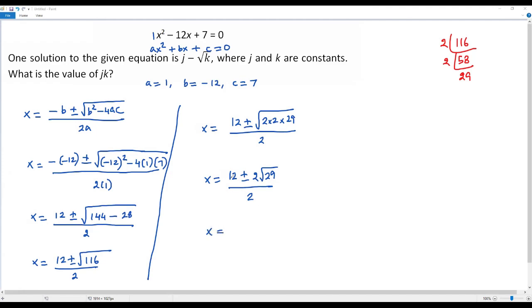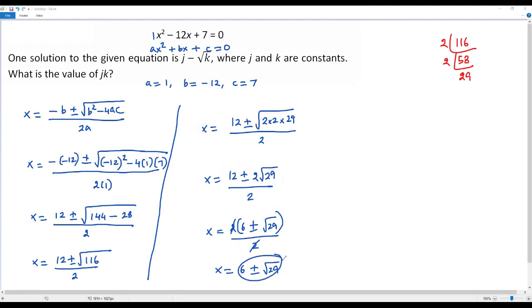Okay, here we can factor 2 out from these two terms because both of them are multiples of 2. When I factor 2 out, to get the terms inside the parentheses, we have to divide the terms by the one I factored out. When I divide this 12 by this 2, I am getting 6 plus or minus. When I divide this 2 times square root of 29 by 2, I am getting square root of 29, divided by 2. Here this 2 will cancel out. Then I am getting x equals 6 plus or minus square root of 29.